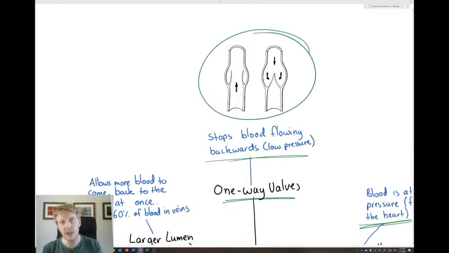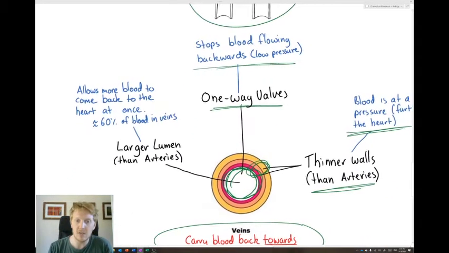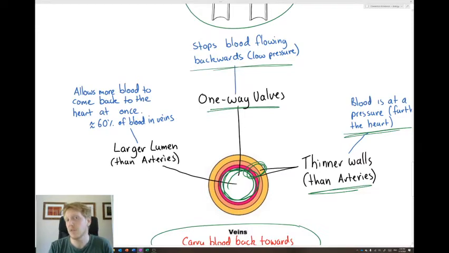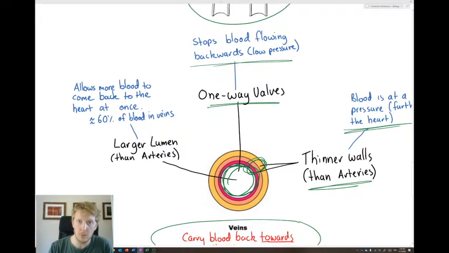So for example, if you're lying down and you stand up and you get really faint, it's because the blood is actually rushing to your feet. And if it rushes away from your brain, well, you pass out, which is why you get lightheaded. Lucky for you, these valves catch the blood and stop it from all flowing back to your feet to keep it moving in one direction. And so these are really useful adaptations of veins. Larger lumen, one-way valves, and thinner walls because they're dealing with lower blood pressure.